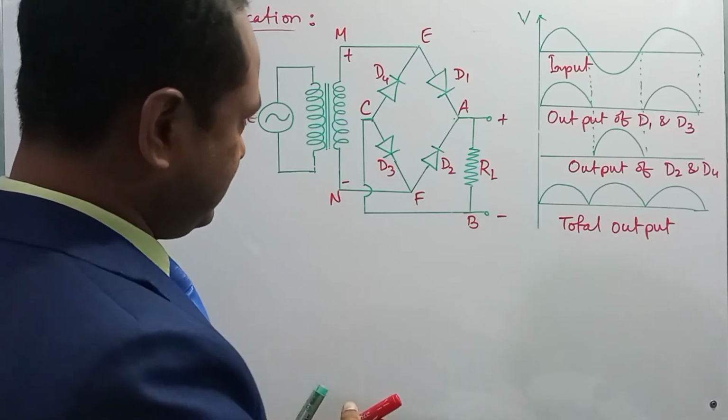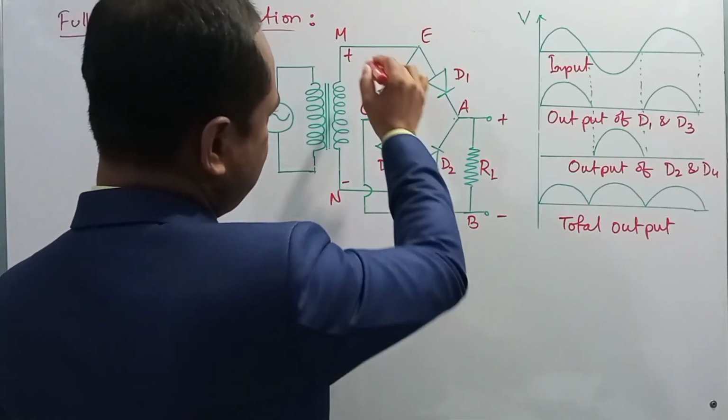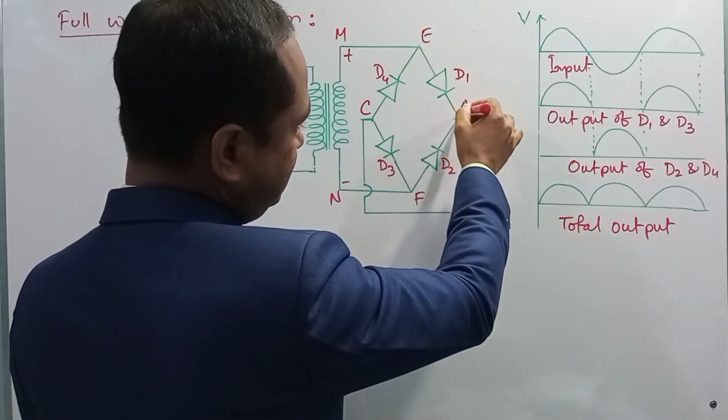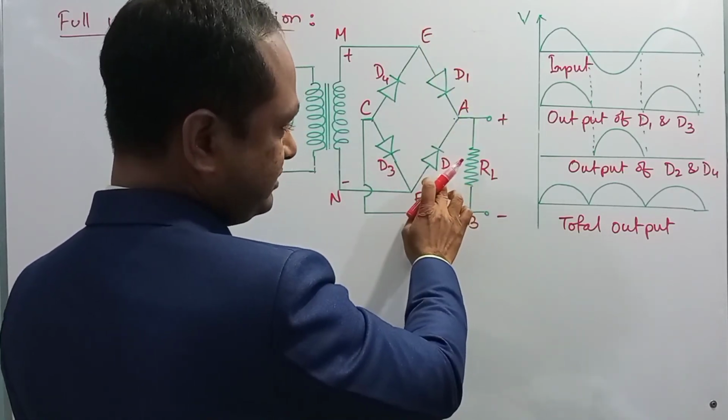So in this case, since this is a positive end, the current will pass through D1 and then D2 will be reverse biased, so it will be inactive.